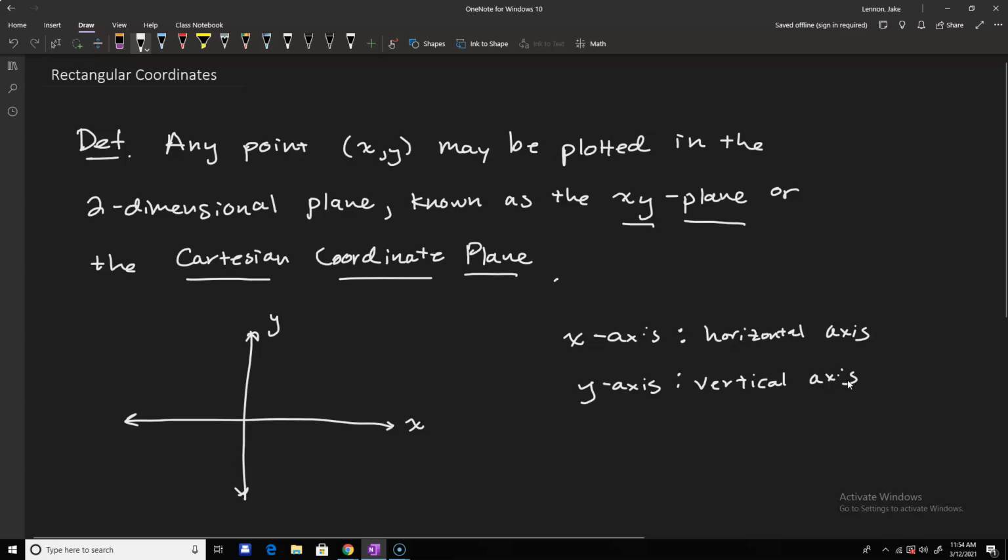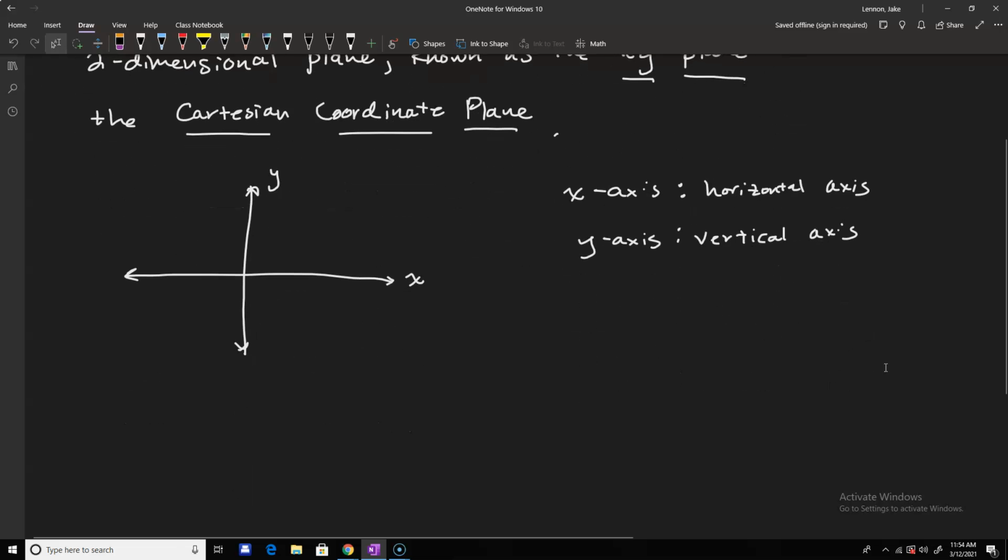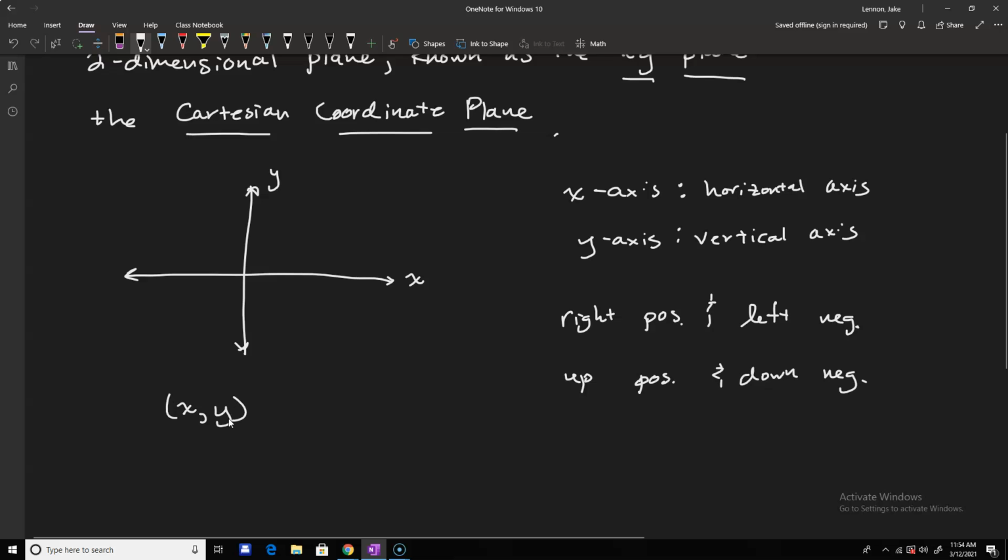And then we have two directions, right? Basically, for the horizontal axis, right is positive and left is negative. And for the vertical axis, up is positive and down is negative. So those are our orientations for positive and negative values. And then also points are graphed according to the XY convention. So the X coordinate comes first and the Y coordinate comes second.